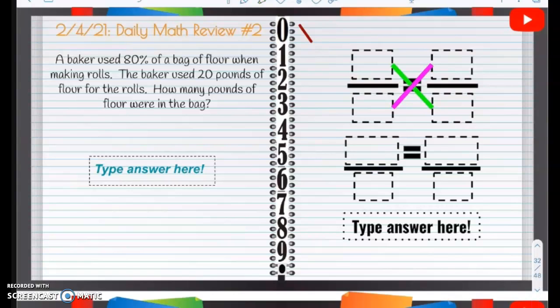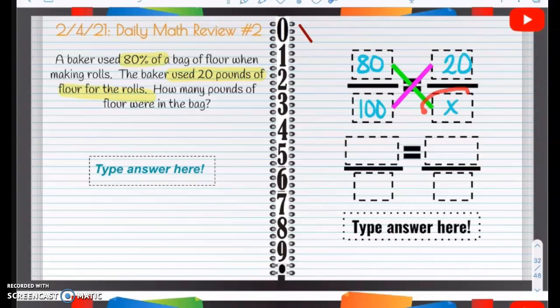All right, so we have a percent here, so he used 80% of the bag. So I'm going to put that 80%. Remember, 80% is 80 out of 100 when he was making rolls. He used 20 pounds of flour. How many pounds of flour were in the bag? So if he used 20 pounds of flour, we don't know how many pounds total were in the bag. So we don't know that total.